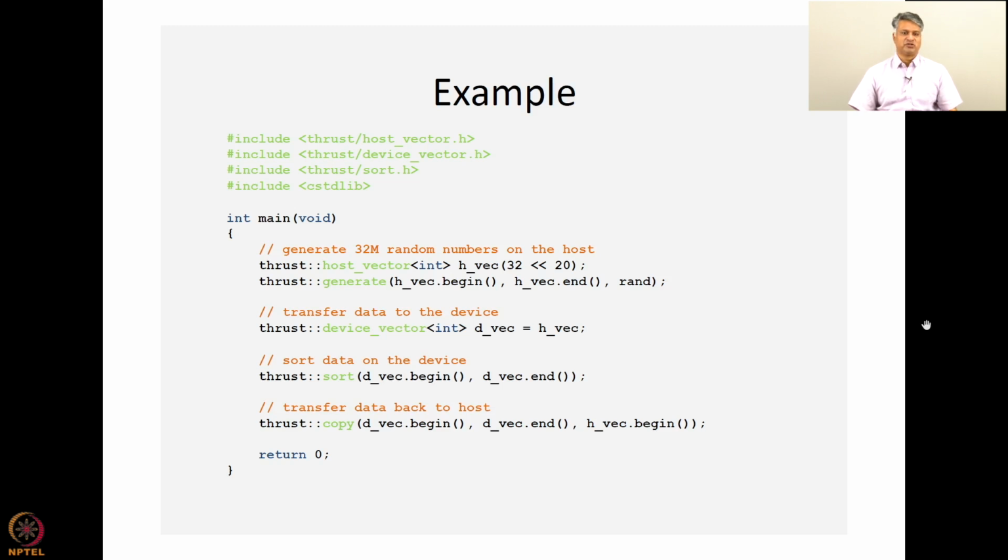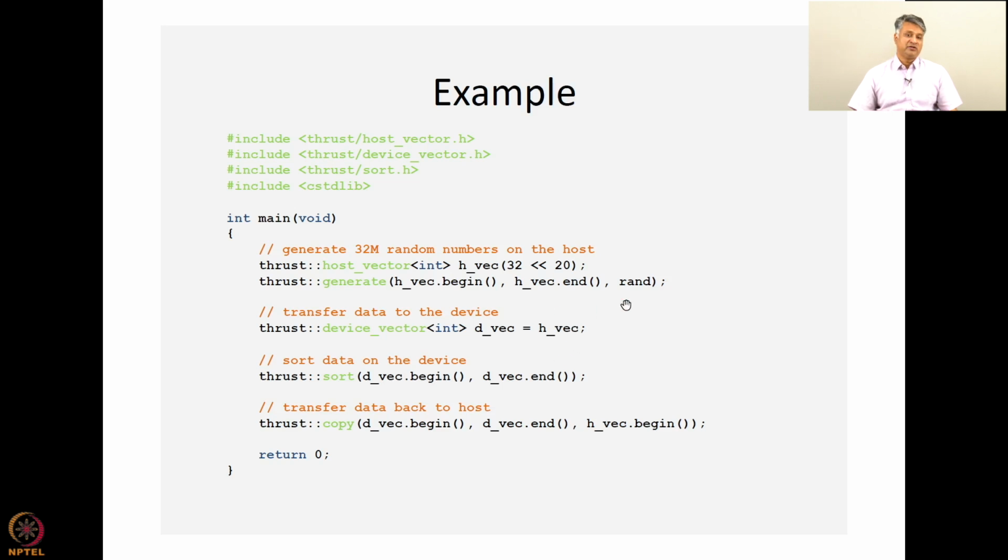Then there are function calls to transfer it to the device vector by simple assignment over here. For example, if I am just saying thrust device vector int dvec, it essentially allocates memory on the device for dvec and it takes a sizing from hvec. You're now assigning hvec. You're actually doing all the processes of allocating memory on the device and then transferring the data from the host in one particular statement.